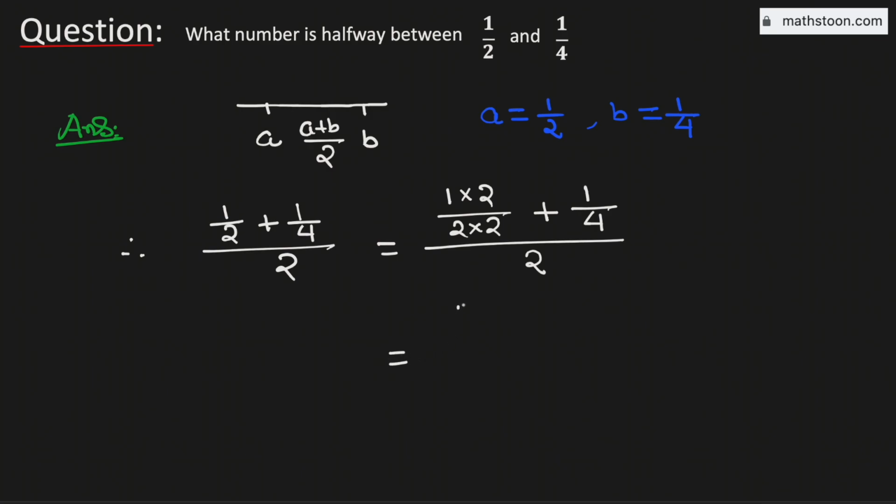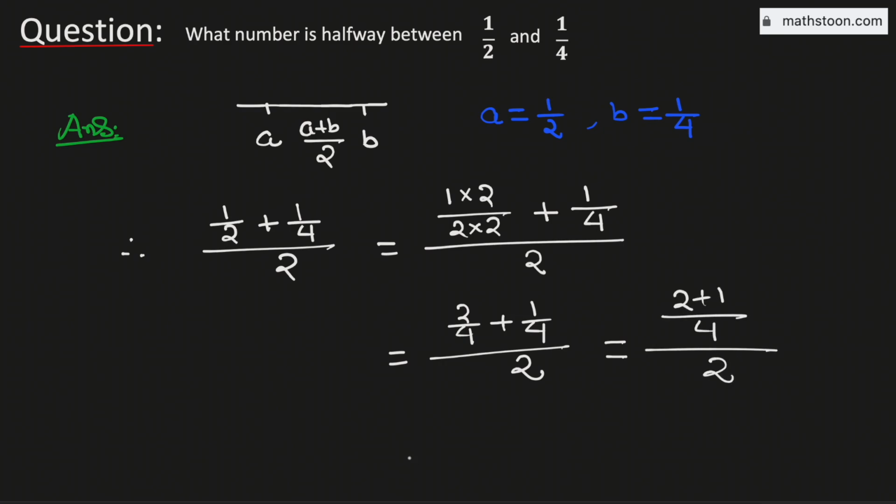Simplifying, we have (2/4 + 1/4) divided by 2. If we add the numerators, we have (2 + 1)/4 divided by 2. Simplifying, we have (3/4) divided by 2. Further simplifying, we have 3/4 times 1/2, which is the same as 3/8.